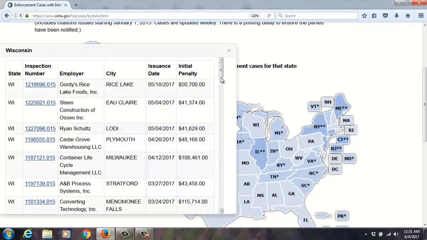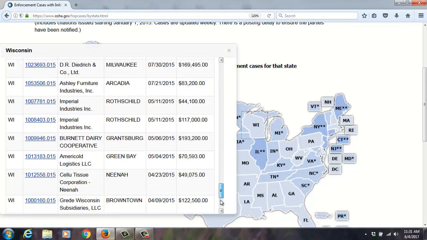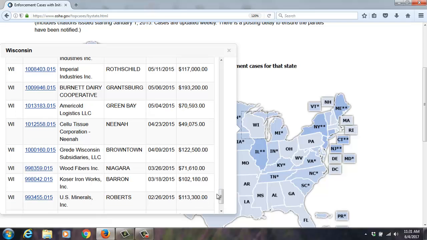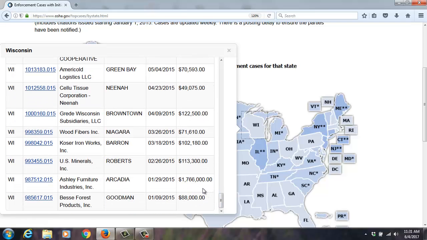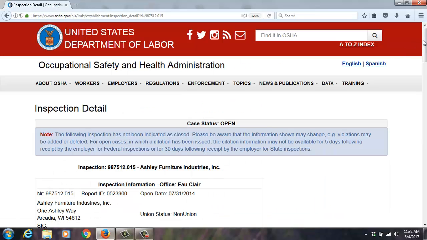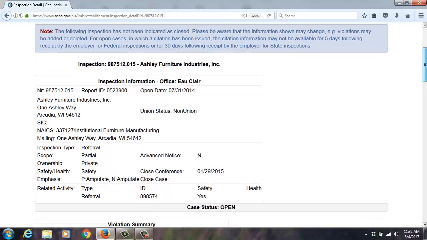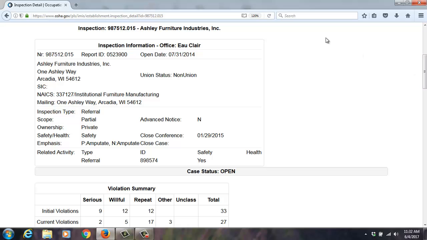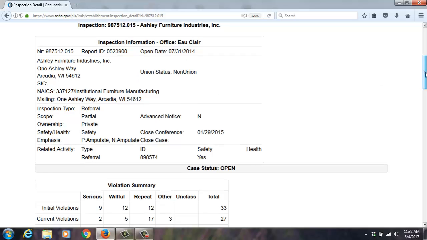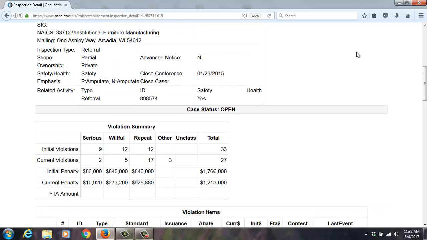So I'm in Wisconsin, and a very highly publicized case a couple years ago was the Ashley Furniture, 1.76 million. And if this opens, fantastic. So we get information about the case. The case is still open. I assume there are still some things that need to be abated. So we got the inspection number, still open, which office. Let's see, it was opened originally in 2014. It was a referral inspection. No advance notice. You can see there's all kinds of information.